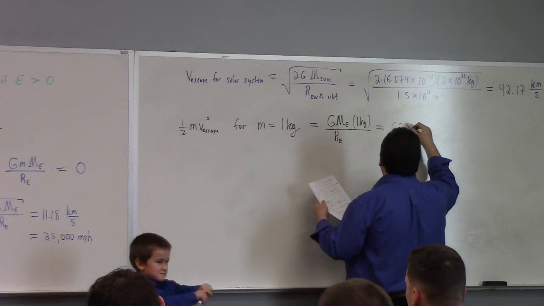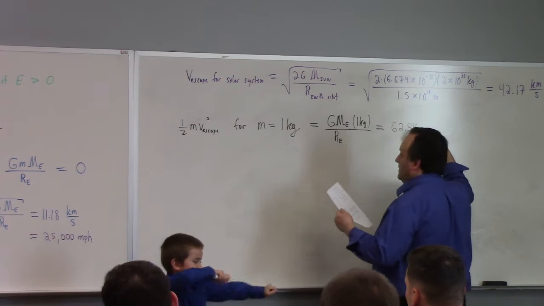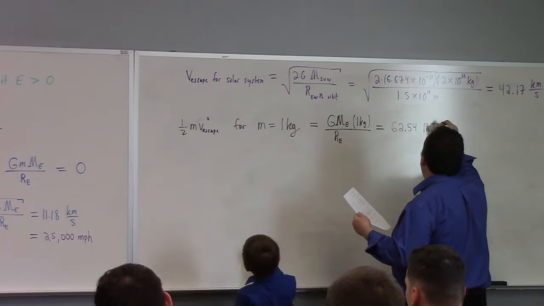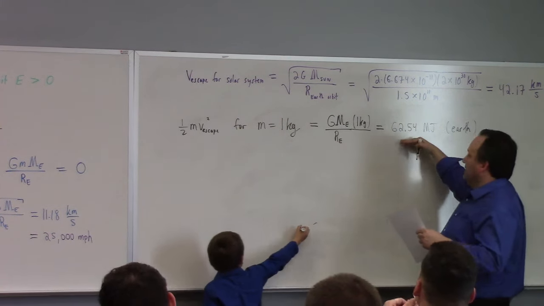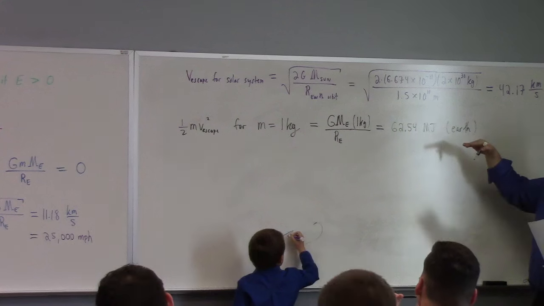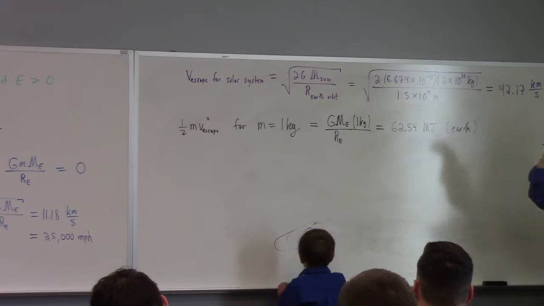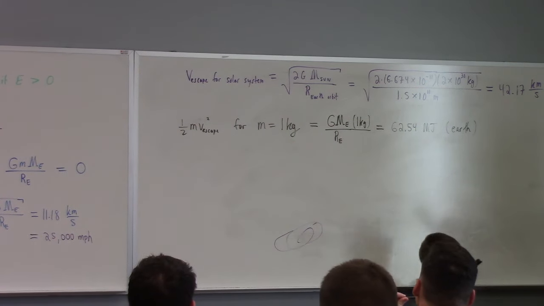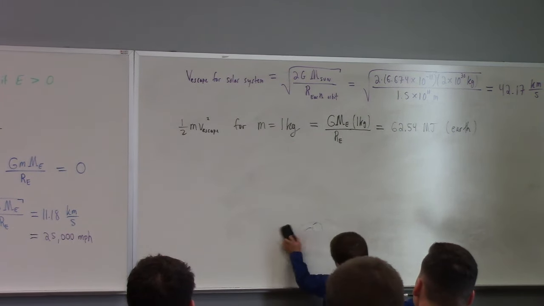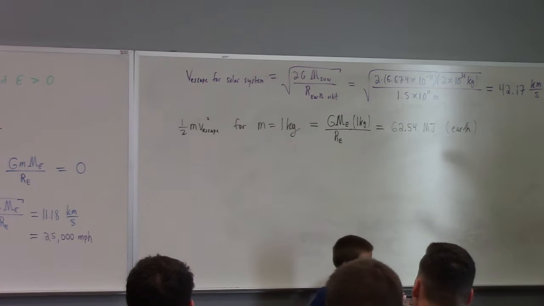This is for Earth. This is for 1 kilogram. This is the amount of energy that's necessary for 1 kilogram to just barely escape Earth's gravity. Just 1 kilogram? Just 1 kilogram. That's just like a 1/2 gallon of gas.